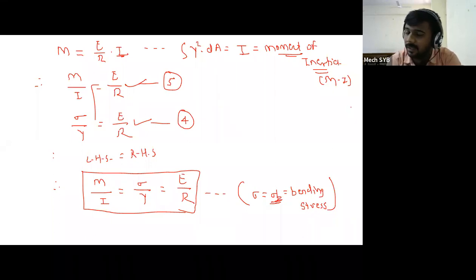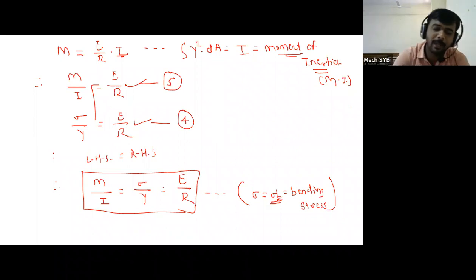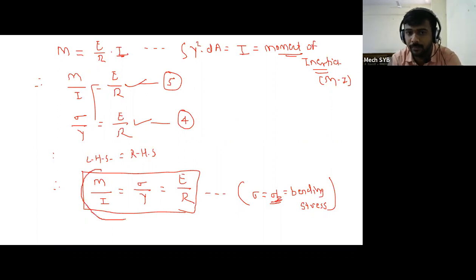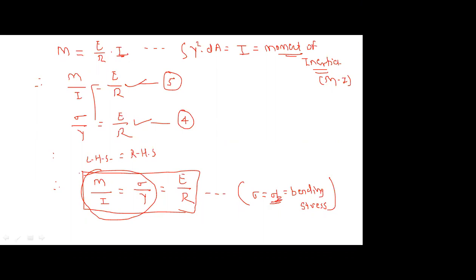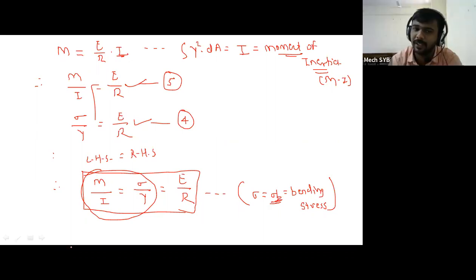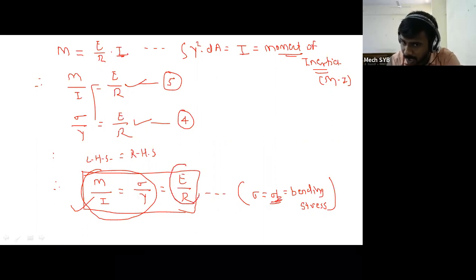And while solving the numericals, most times we have to use only the first combination. Which combination? M upon I is equal to sigma upon y, sigma upon maximum y. Most times, that means 90%, we have to use this combination. एक थोडेच प्रॉब्लेम असे आहेत की ज्याच्यामध्ये आपल्याला E upon R चा पण उपयोग होतो. होत नाही असं नाही, it is there, but there are very few problems where we have to use E and R in the calculation. But in all the other problems we have to use the first combination, M upon I is equal to sigma upon y. आता M represents the bending moment.